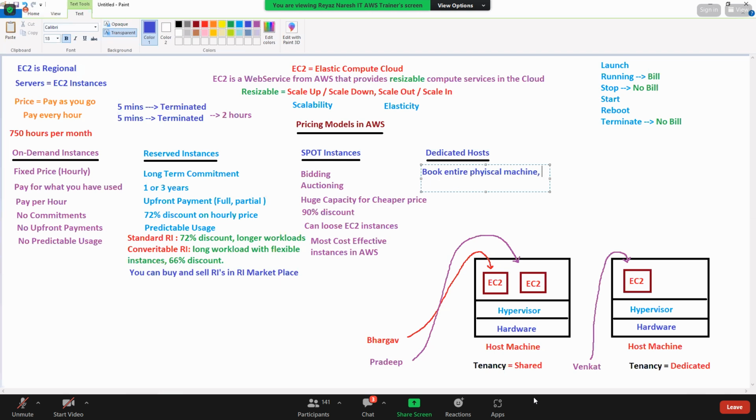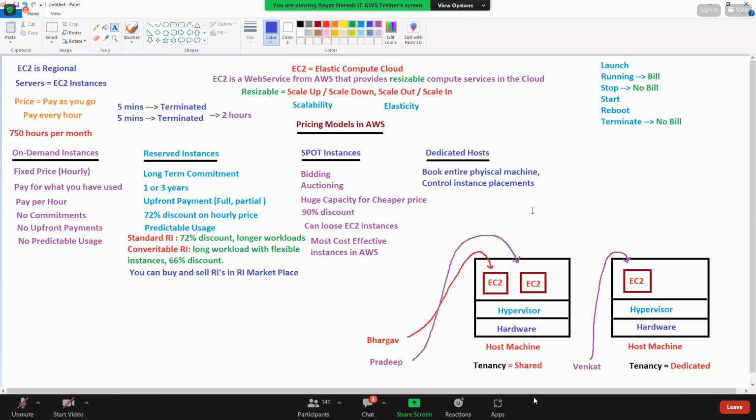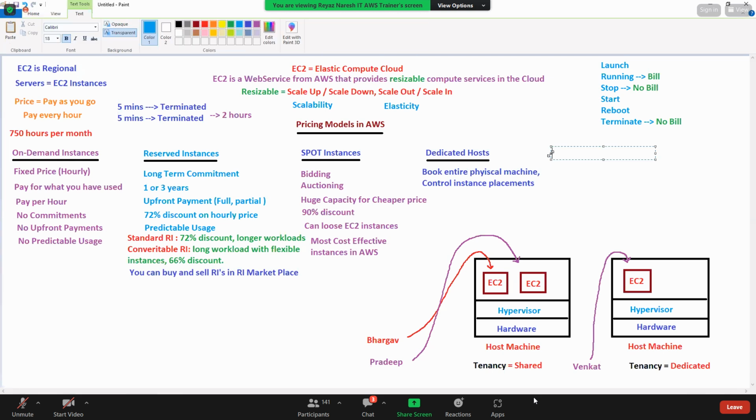Can you book 2, 3, 4 based on your requirement? And can you control where the EC2 instance should launch, in which host? You can control instance placements. If we have multiple dedicated hosts, you can say, when you're launching the EC2, select which dedicated host you want in the backend. Go and launch. Okay, that is dedicated hosts.